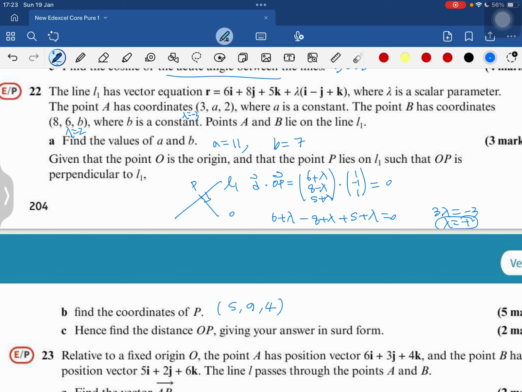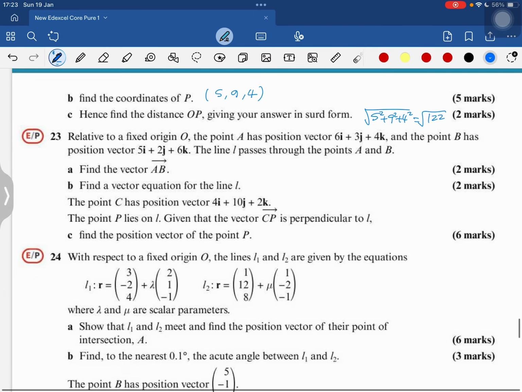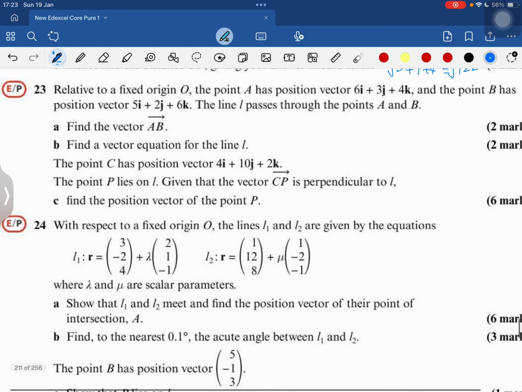Find the distance OP, giving your answer in surd form. It's just the magnitude of this OP vector. 5 squared, 9 squared, 4 squared. So 5 squared, 9 squared, 4 squared, 122, square root.